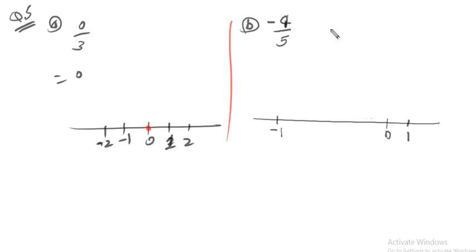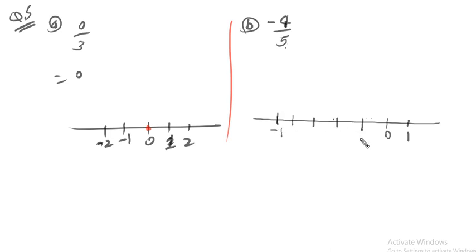Here the denominator is 5, so let us divide each unit length on the number line into 5 equal parts. Divide this unit length, from 0 to 1, into 5 equal parts. So let us divide it. This is 1 part, 2 parts, 3 parts and 4 parts, and this one is the 5th part.